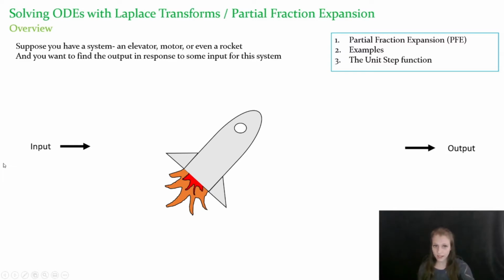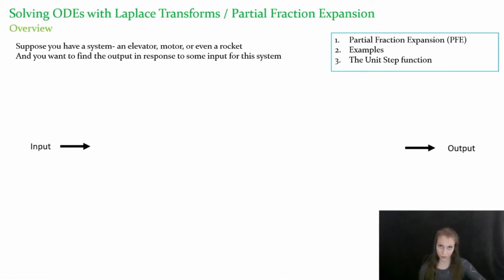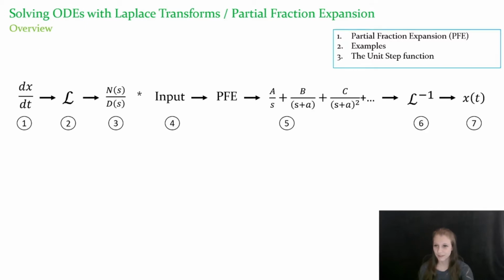So let's say we have a rocket, and we want to know what that rocket system is going to do if we give it some sort of input. So this is a roadmap that my professor gave me that hopefully will help you better understand the process and the steps that we take to solving these types of problems.